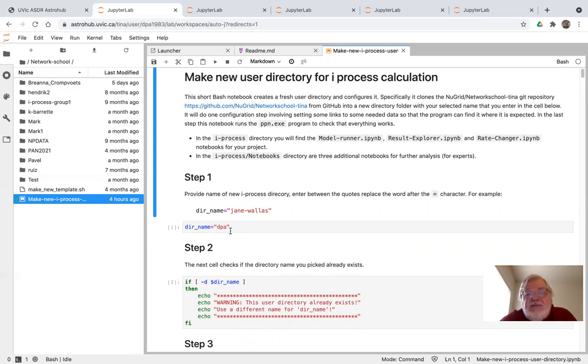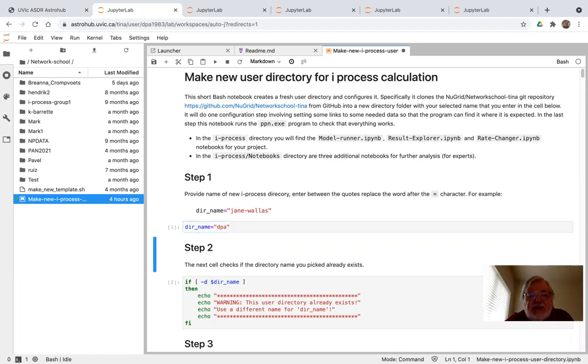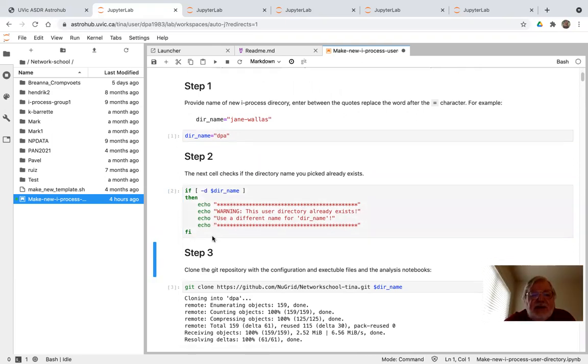Choose any name that distinguishes you from other researchers. For instance, here I typed DPA. This is my initials, okay? And then I execute this cell. You know how to execute cells in Python, Shift Enter, right? I execute this cell, and it will make a directory with this name on this server. Then it checks if the directory name I picked already exists. No, it doesn't exist. Okay.